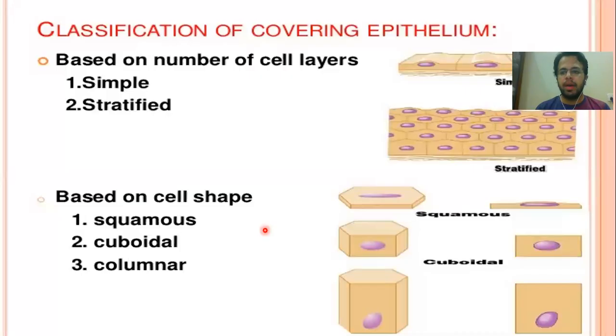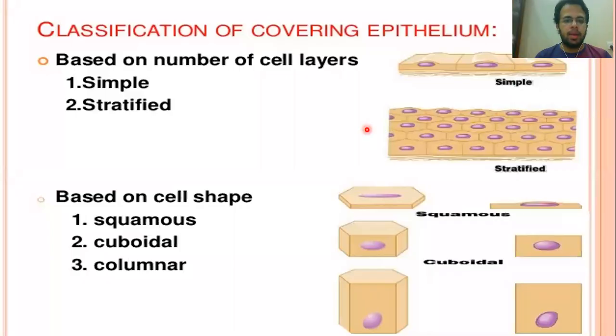Then we move ahead, and we have to classify that. Now the epithelial cells are present in our body, right, at different areas of the body. There are some areas in our body where the epithelial cells are present in a single layer, only a single layer of the epithelial cells, and in some areas of the body the epithelial cells are present in multiple layers, right?